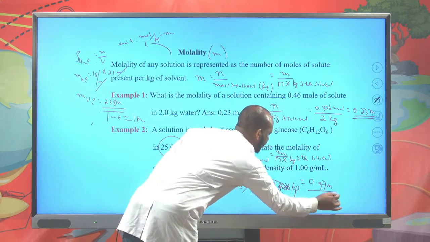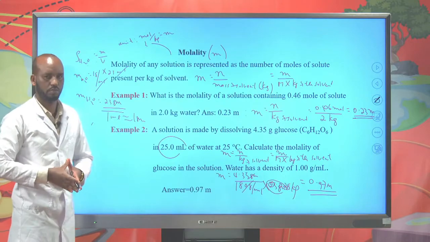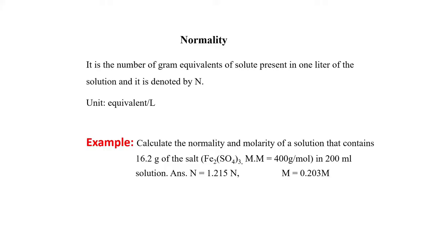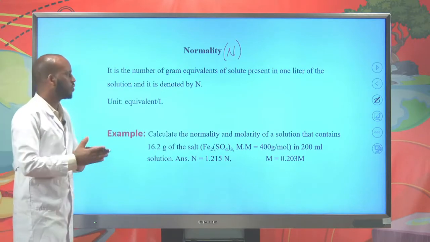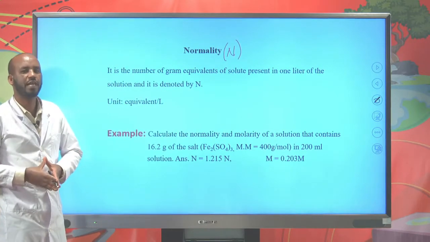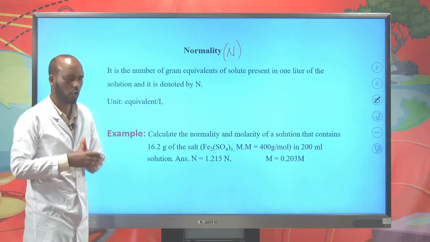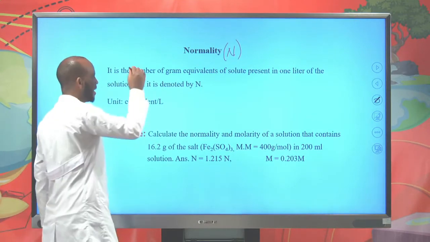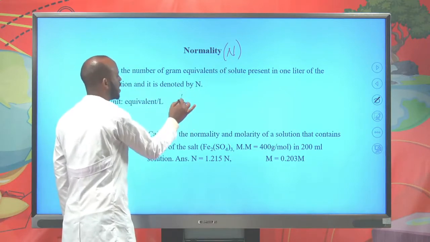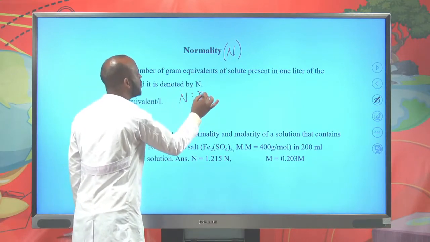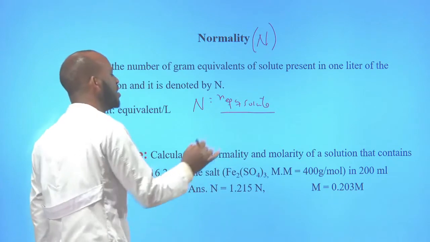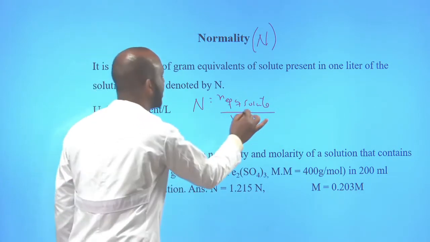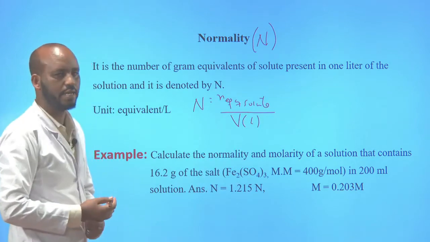0.997 molar is the molality of the solution. Okay, normality, denoted by capital letter N. Normality of the solution is the number of equivalents of solute per liter of solution. Normality equals number of equivalents of solute divided by volume of the solution in liter.